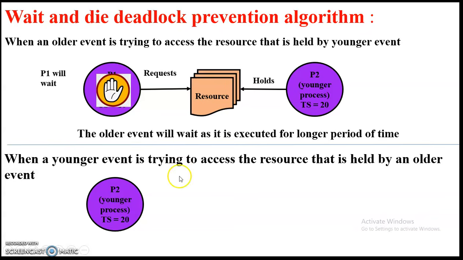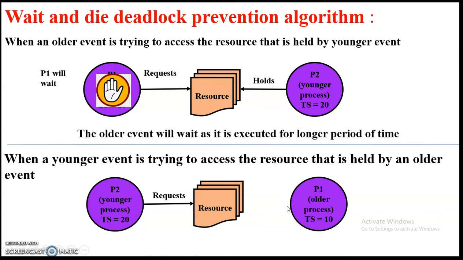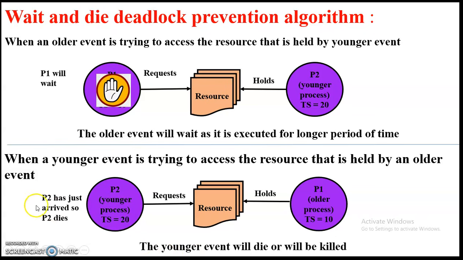The second case is when a younger event is trying to access a resource that is held by an older event. P2 is the younger process requesting the resource, and P1 is the older process holding that resource. Here P2 has just arrived, so P2 dies. It dies for P1 because P2 has just arrived and has not invested a lot of time in execution, while P1, being the older one, may be halfway through its execution.